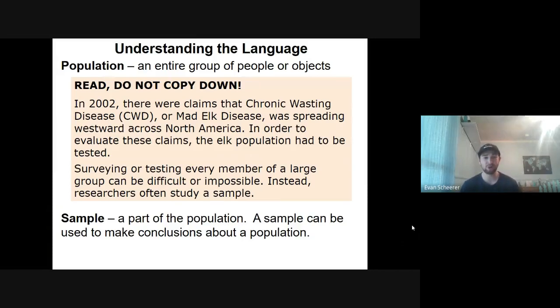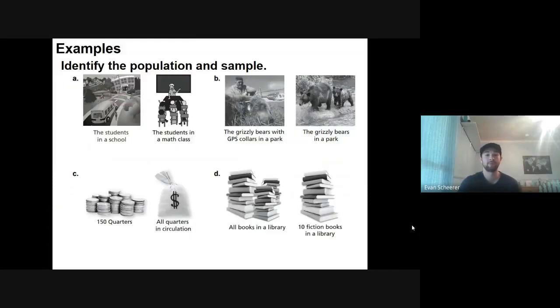So a sample is just part of the population. A sample can be used to make conclusions about the entire population. It's kind of like that example we did: if it rained 1 out of every 6 days, we can expect it to rain 5 times in May. Remember, we did that problem? The sample was the 6 days, but the population was the whole month. So a sample is just part of the population, and it can be used to make conclusions about the whole population.